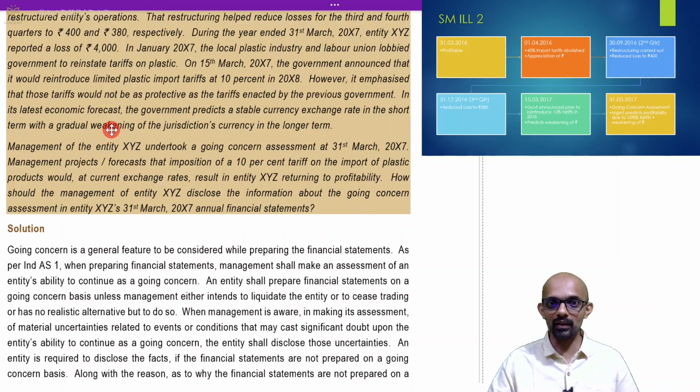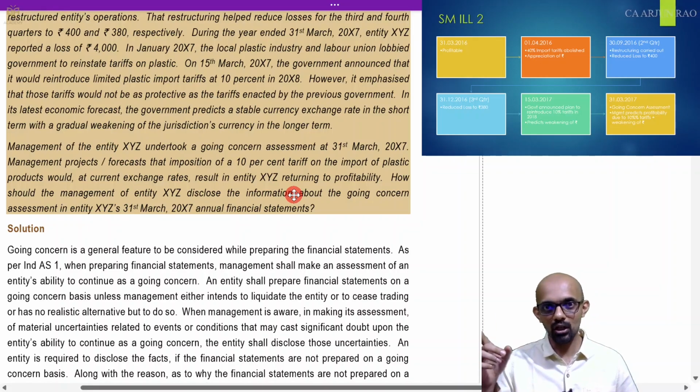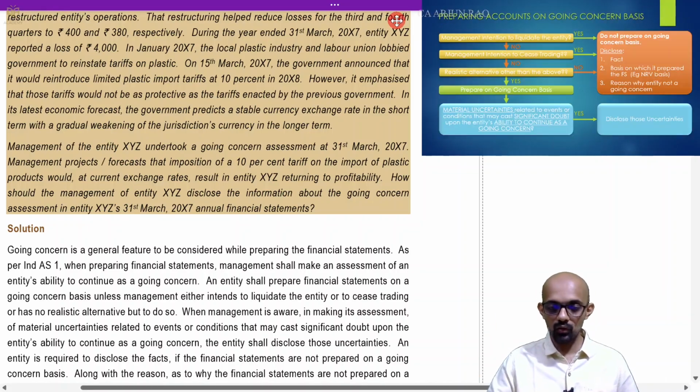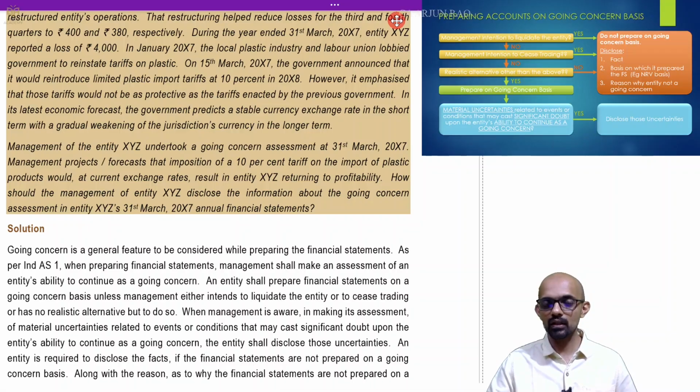So for this company, if imports become costlier, it's advantageous for this entity, right? So how should the management disclose the information? So now look at your chart on the top right corner. So first the management has to check whether there is an intention to liquidate.